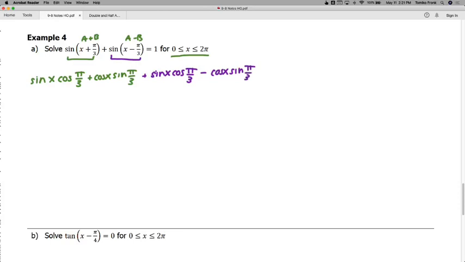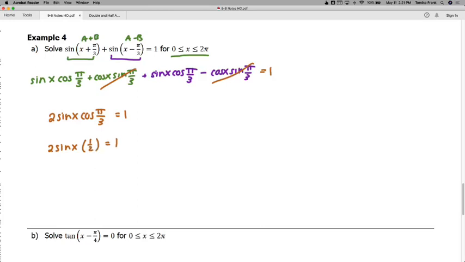And let's see what happens. Well, immediately, we've got a positive and a negative cosine x sine pi over 3. So those cancel out. And then we're left with 2 sine x cosine of pi over 3. Well, the cosine of pi over 3 we can evaluate. That's a unit circle angle. This is still equal to 1, by the way. We're solving an equation here. So let's evaluate the cosine of pi over 3. Find pi over 3 on your unit circle, and the cosine of pi over 3 is 1/2.